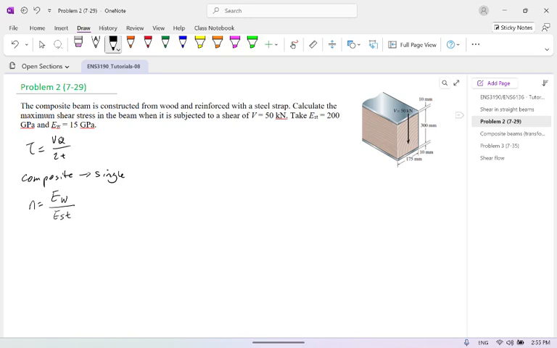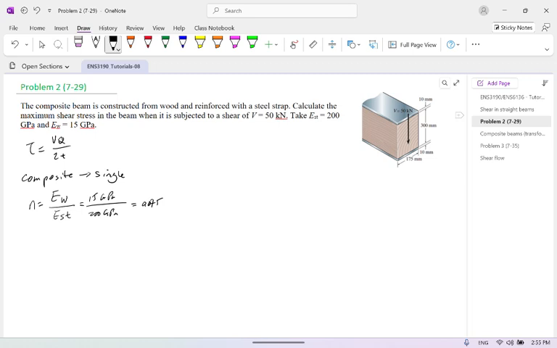N, the transformation factor, is equal to the Young's modulus of the material to be transformed, divided by the Young's modulus of the material after transformation, so here from wood to steel. So we get 15 gigapascal over 200 gigapascal, which gives 0.075. Clear? So that means we need to transform the wood into steel.